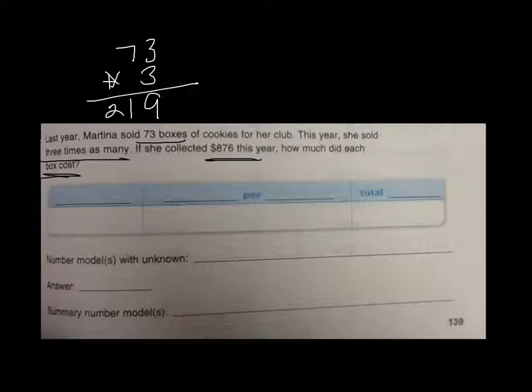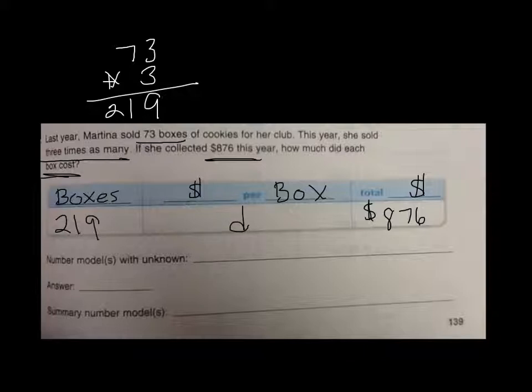Okay, now let's fill in our chart. So we have boxes that she sold this year. We have dollars per box. And we have dollars. We know how much money she collected this year. How much money did she collect? Right, 876. We know how many boxes. We just figured that out, 219. We don't know dollars per box, so put D for dollars.